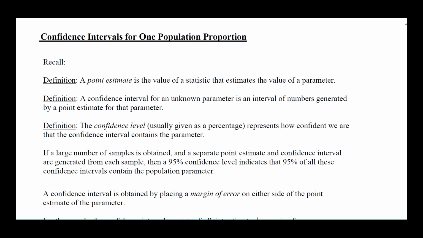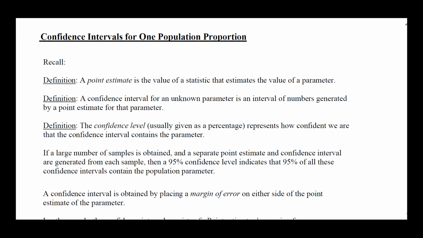And the confidence level, which we usually write as a percentage, tells us how confident we are that the confidence interval we constructed captures that population parameter, okay? And by a confidence level, what we mean is that if a large number of samples is obtained, and we go through the same procedure to create a separate point estimate and a confidence interval from each of those samples, then a 95% confidence level indicates that about 95% of all of those confidence intervals will end up containing the population parameter.